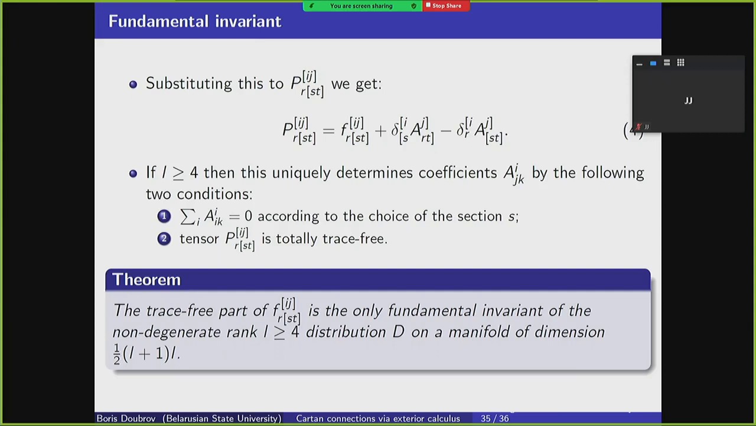So if you can effectively compute the things, choose an arbitrary coframe, take brackets of the coframe, whatever you prefer, compute this f, and take the total trace-free part. The theorem says that only the total trace-free part of the thing matters, and this is invariant. And moreover, our distribution is flat, equivalent to the standard one, on the left invariant on the Lie group, if and only if the total trace-free part of the thing vanishes identically.